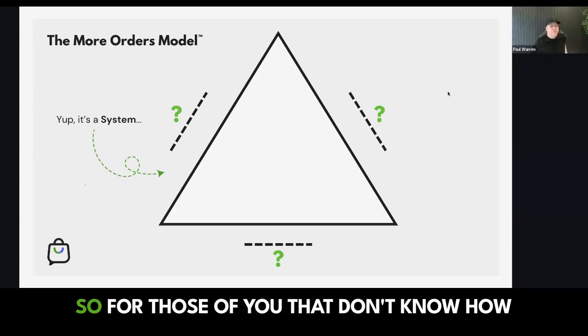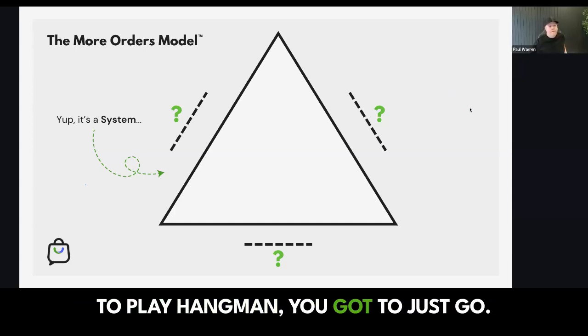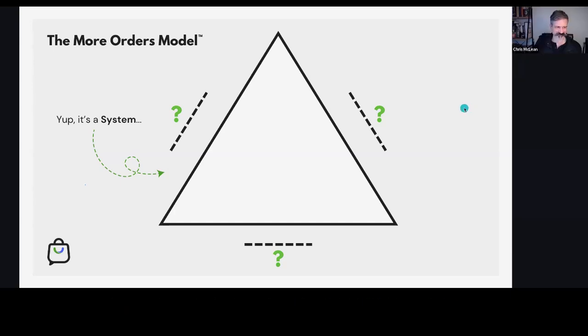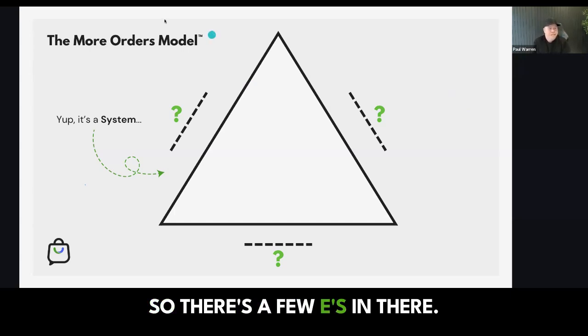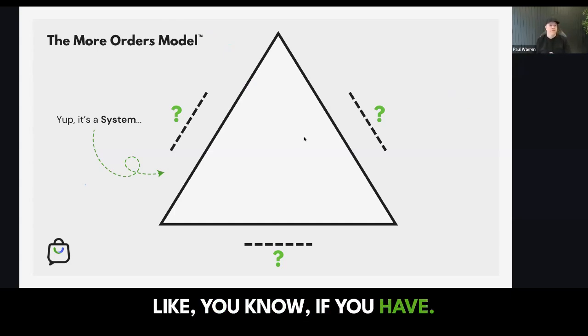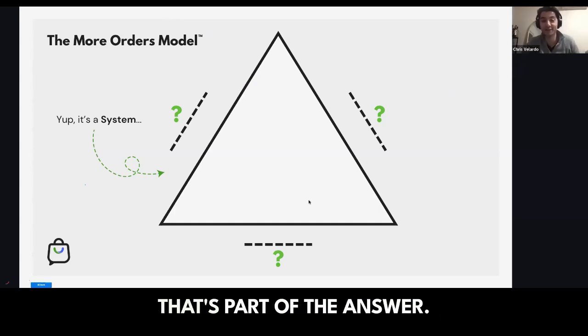So for those of you that don't know how to play Hangman, you just go, there's a 5-letter word. Give me the 5 letters for the word. Have a guess. There's three words. They all start with S. 2 of them end with Y. So there's a few E's in there. There's a few R's in there. Let's go. Anyone game? If you have SEO, that's part of the answer.